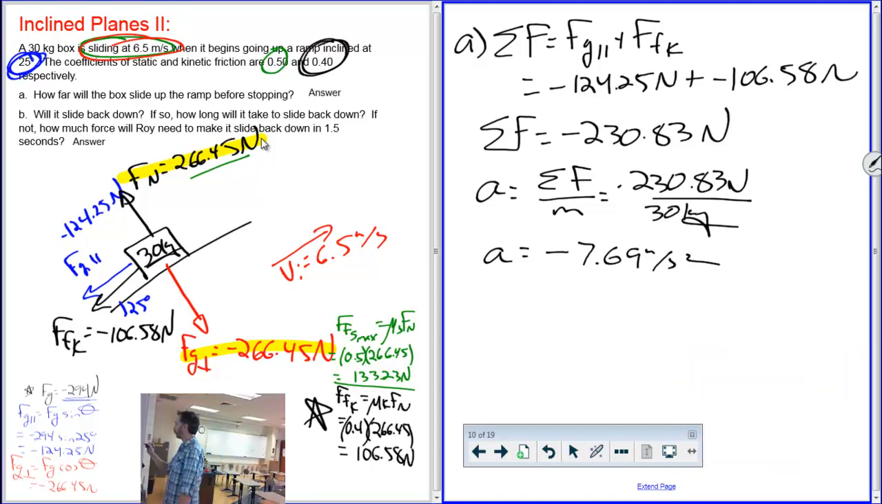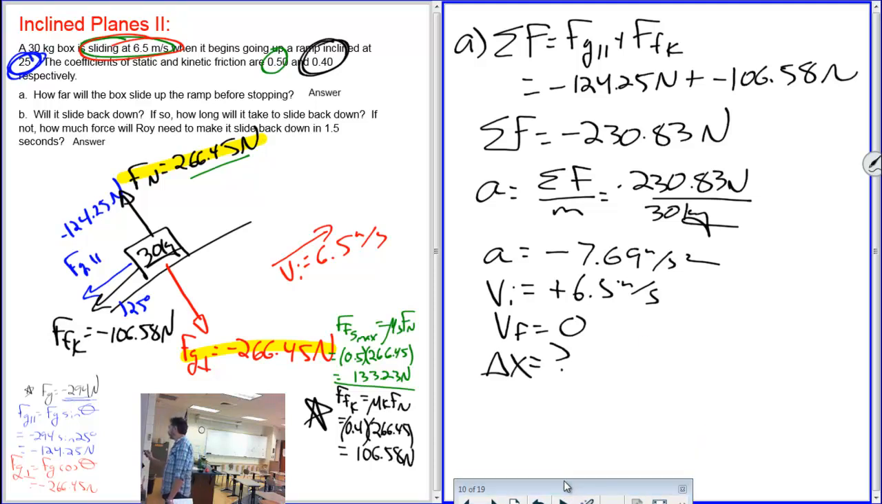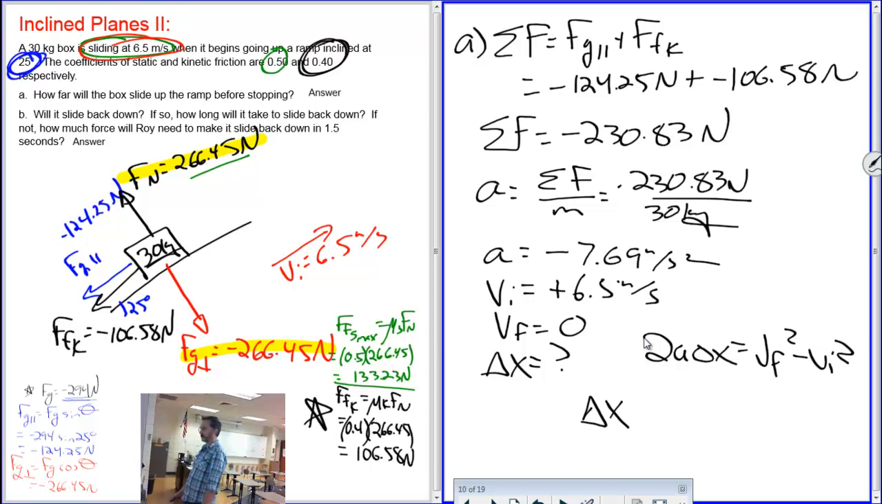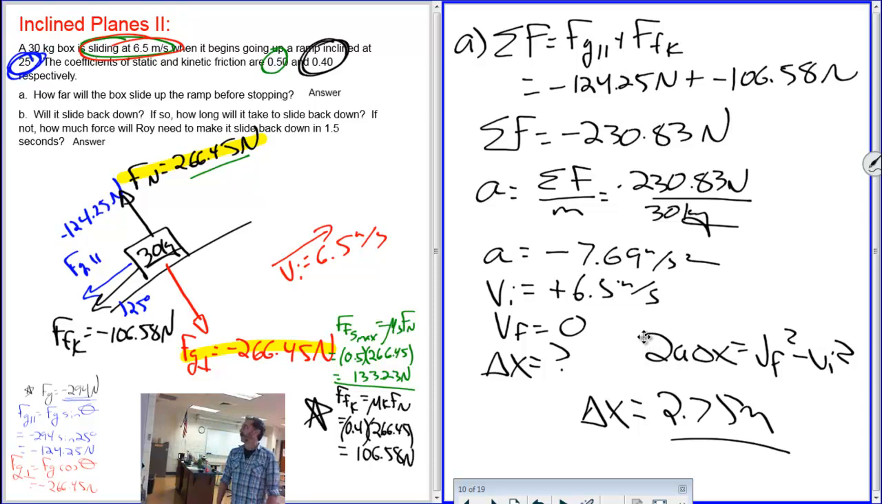Now question A wants to know how far the box is going to go up the ramp. What we know is our initial velocity is positive 6.5 meters a second. Our final velocity is going to be 0. We're looking for our delta x. So we can use this equation, 2a delta x equals vf squared minus vi squared, and solve for delta x. I'll let you do the math, you get 2.75 meters. All right, so that is part A.